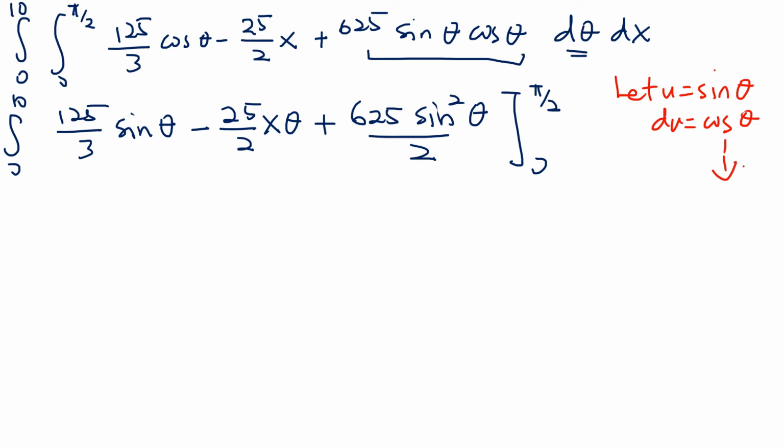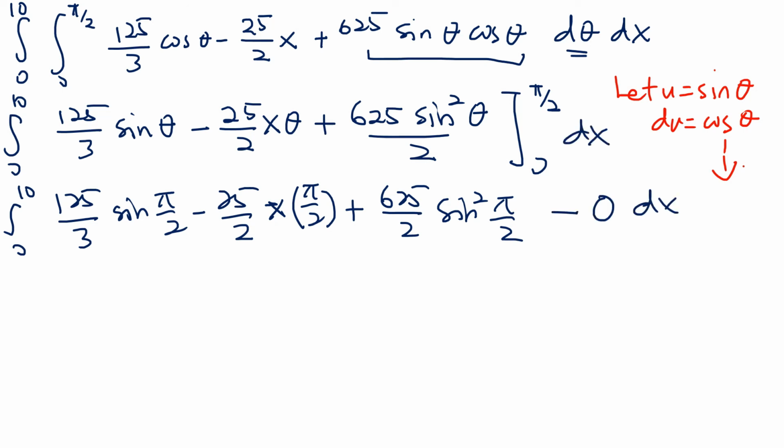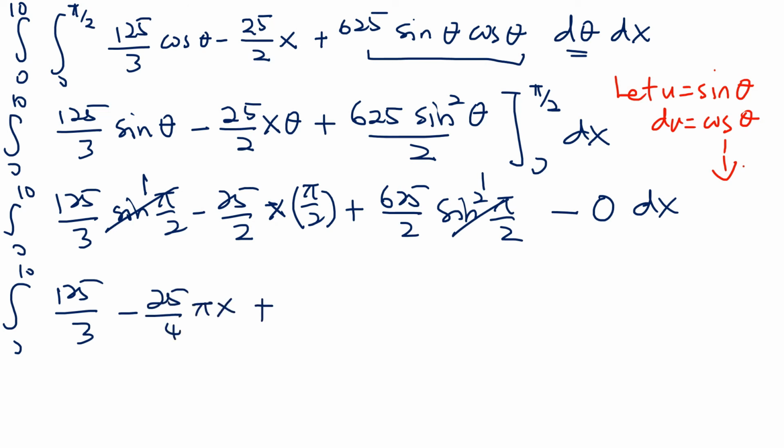So now substitute the limit. You will get 0 to n, 125 over 3 sine theta at pi over 2, minus 25 over 2 x pi over 2, plus 625 over 2 sine to the power of 2 at pi over 2, and substituting 0 will get 0, dx. So this is 1, this is also 1, so I have here 0 to n, 125 over 3 minus 25 over 4 pi x plus 625 over 2 dx.